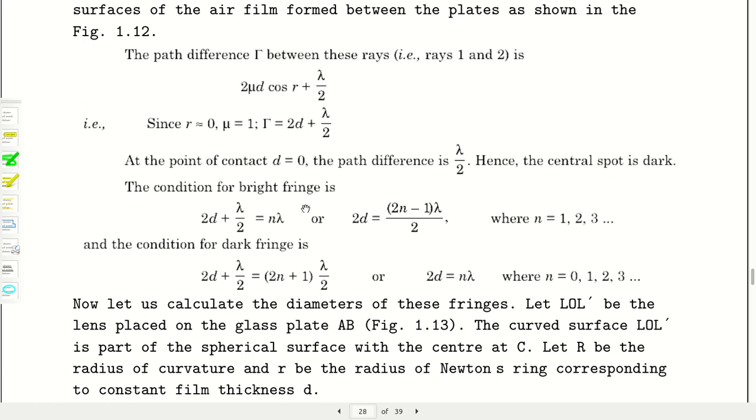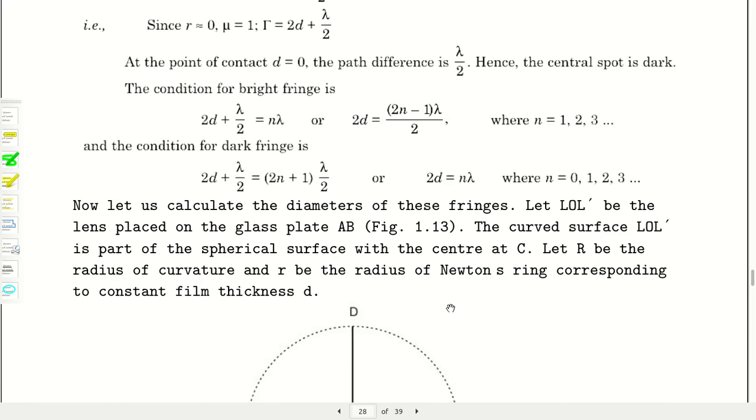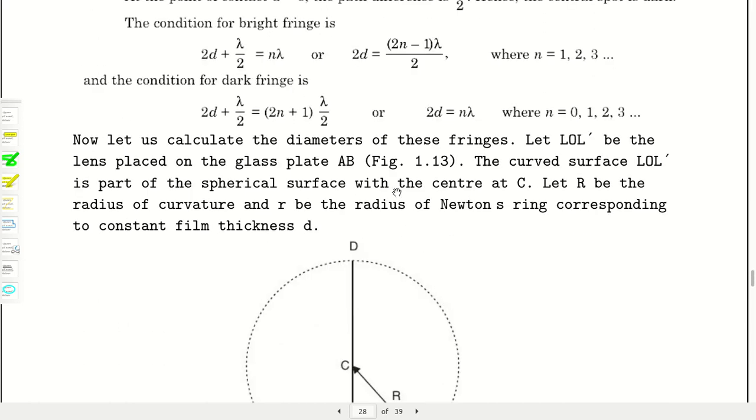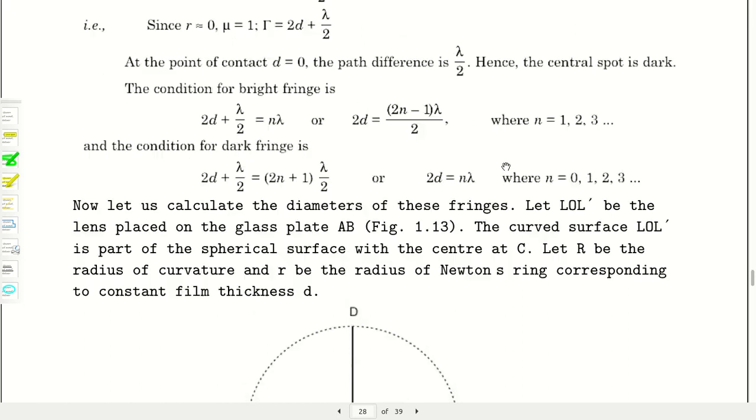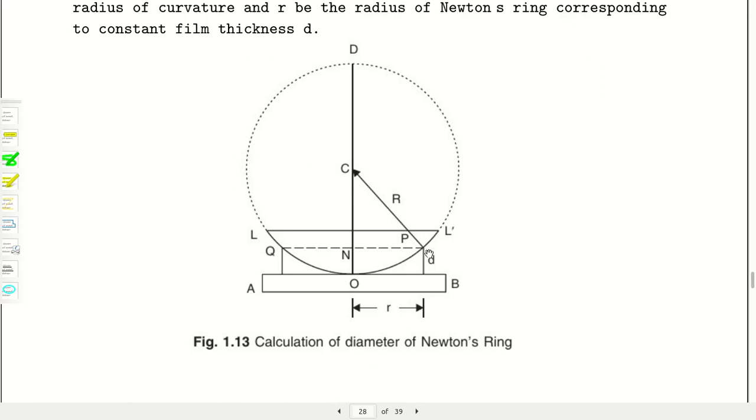For the bright fringe, the path difference should be n lambda due to the interference maximum condition. So 2d is equal to (2n minus 1) into lambda by 2, and for the dark fringes you will get a corresponding formula. Now we will put in d, because d is very difficult to calculate. What is d? d is this distance, the thickness of the film at the point of investigation.